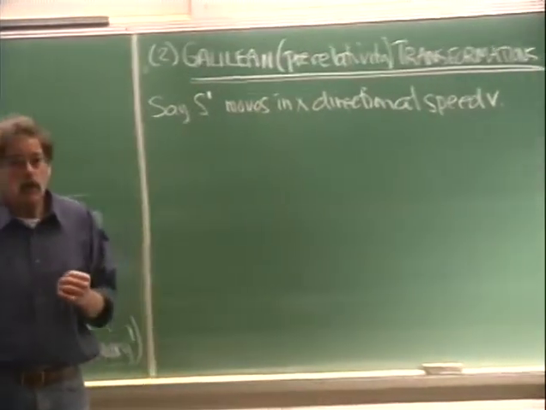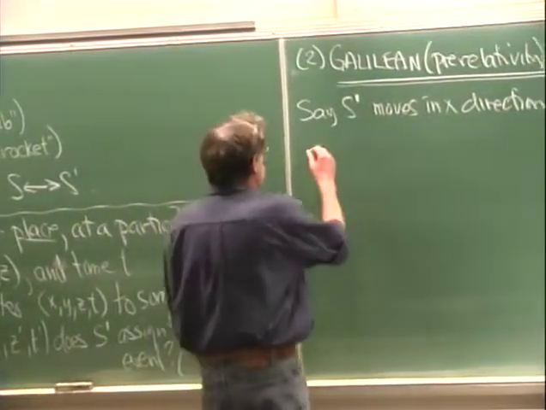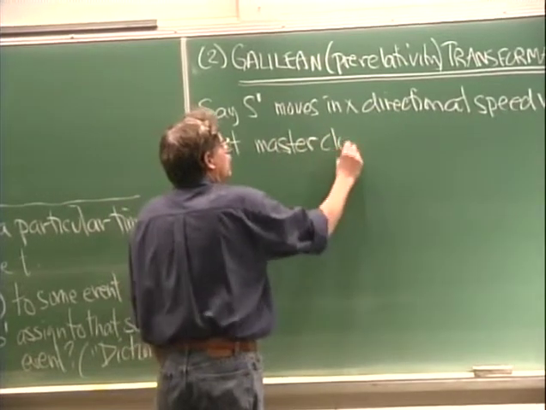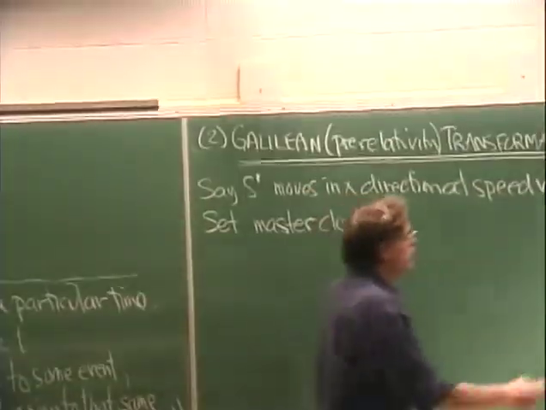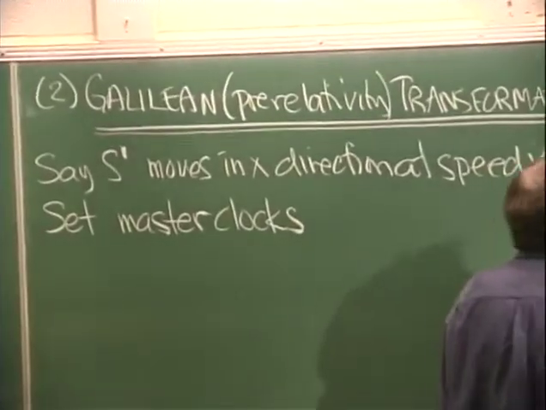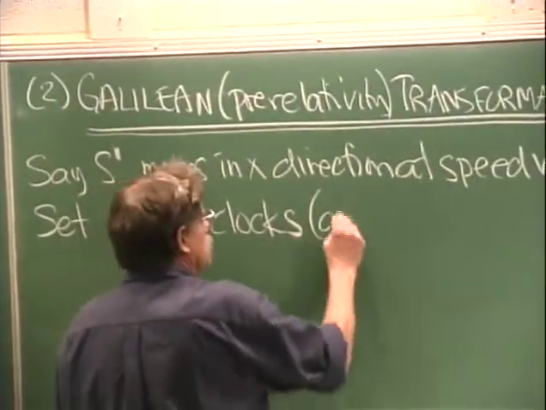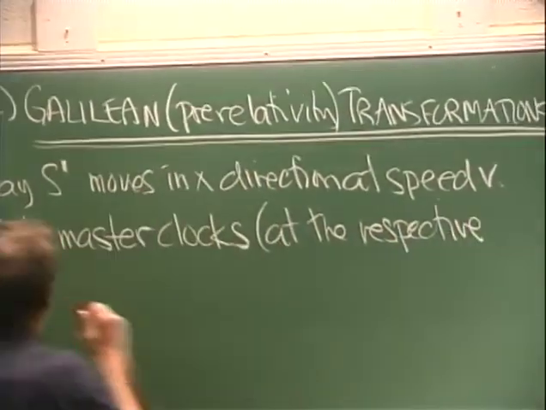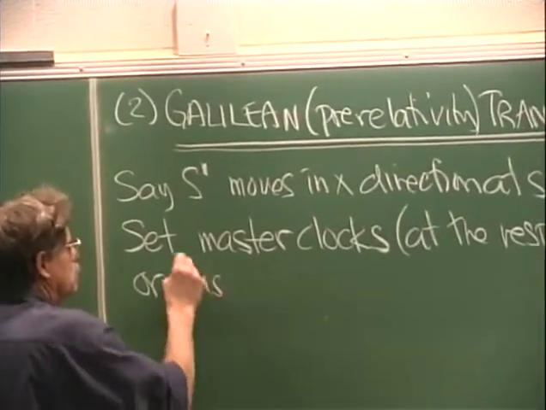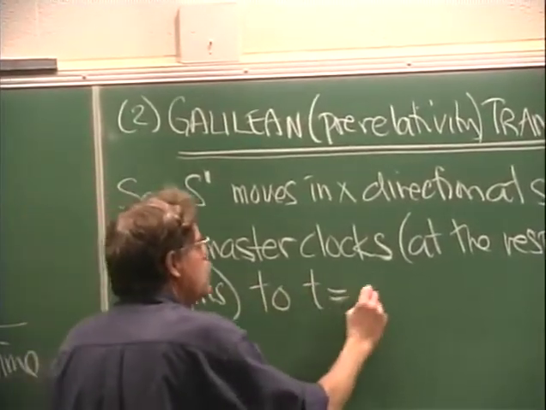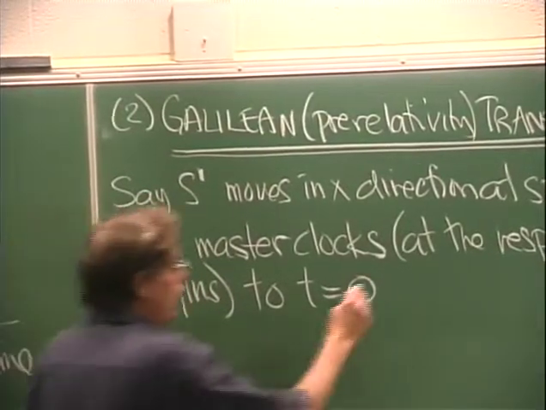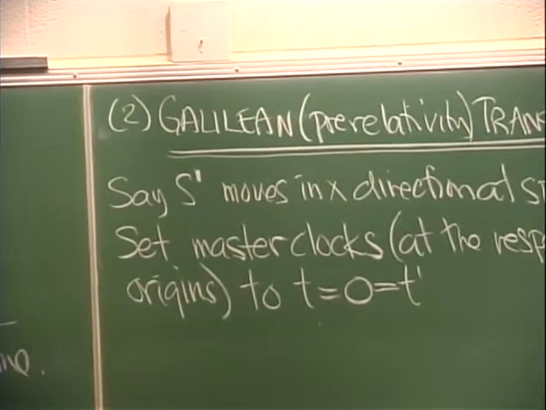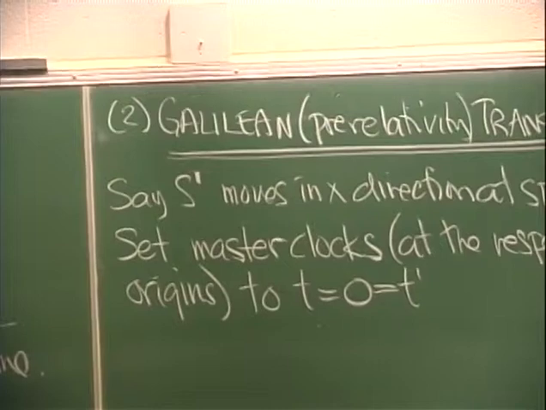Now I need to tell you how we're going to coordinate the clocks. We'll do this in the natural way. Set the master clocks. In each system, there's a master clock that's sitting there right at the origin. I will set those to t equals 0. Also t prime is equal to 0 at the moment that the origin of S prime crosses the origin of S. Fair enough?